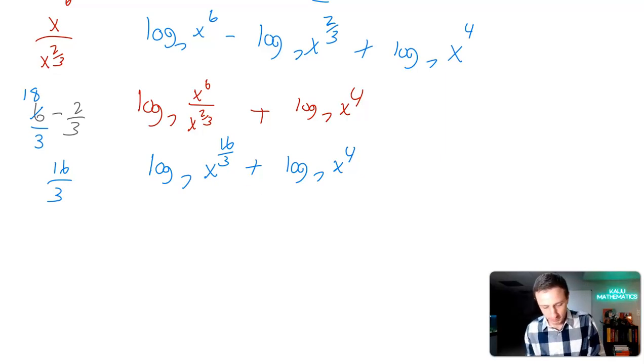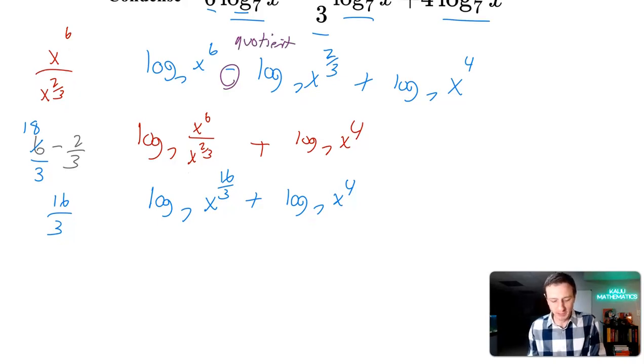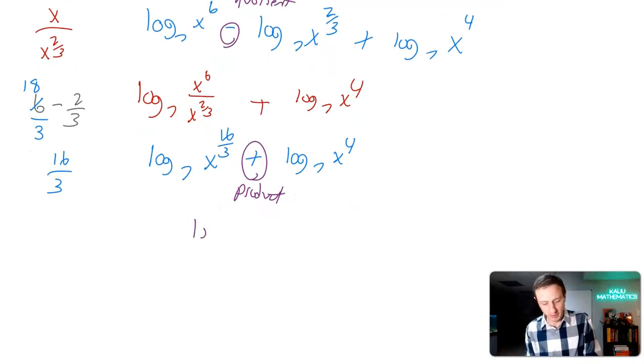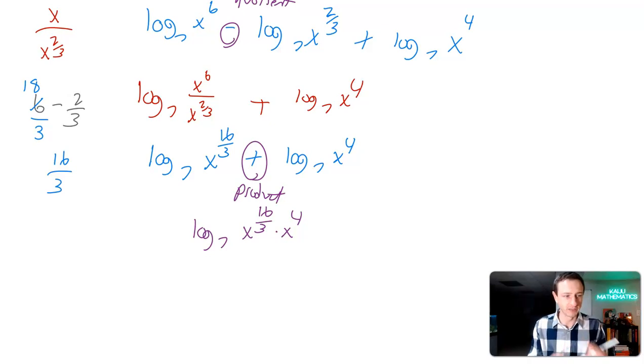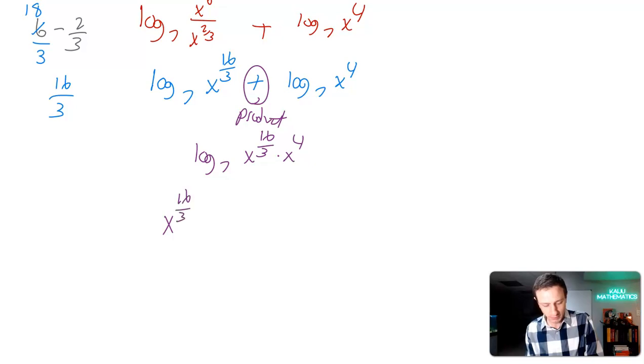Now I have addition in between. So this was quotient here, quotient rule. And since I have addition here, this is going to be product rule for logs. That's going to be product. Now when it's product, that means I'm going to have log base 7 x to the 16 over 3 times x to the 4th. So now we are multiplying those x's together. And in the event that we are multiplying, you want to do x to the 16 over 3 times x to the 4th. And when you're multiplying by the same base, you add the exponents. So it's going to be 16 over 3 plus 4 over 1.